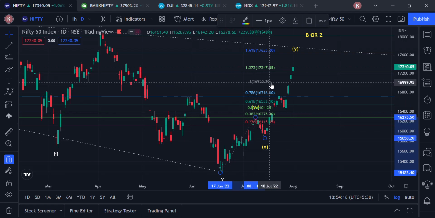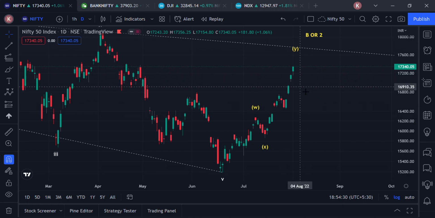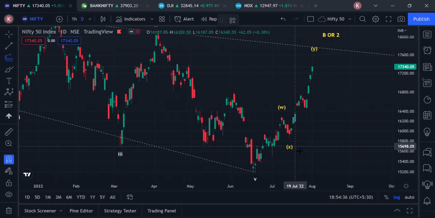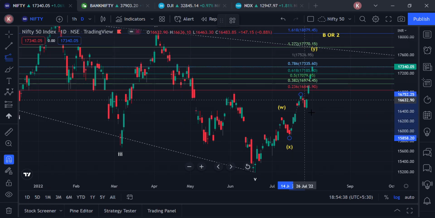So 16,950, this was a major resistance zone, and Nifty has broken it out with a huge gap, and you can see that. So these all are the gaps which will act as strong support zones when it comes down. And so what could be the next target? We have already discussed what will be the next target.